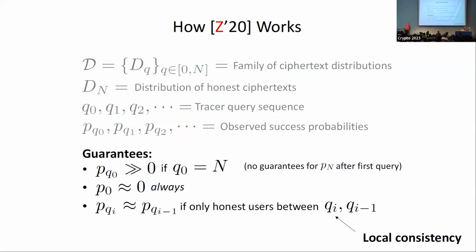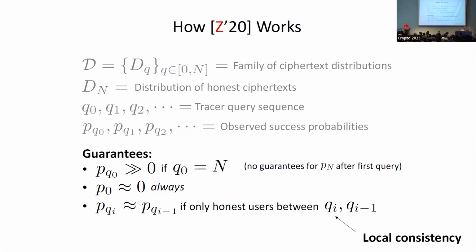And now in the prior work, we showed that there are still some guarantees that you can get. They look somewhat similar to the guarantees in the classical setting, but they're a little weaker. So the one guarantee is that if the first query is on n, the honest ciphertext distribution, that the observed success probability still must be high. So this is kind of the same as the classical setting, except this guarantee only applies to the very first query. Subsequent queries, there's no guarantees.